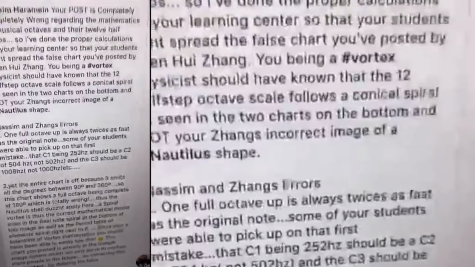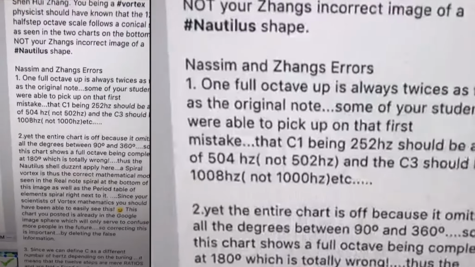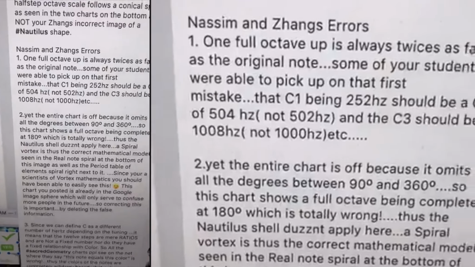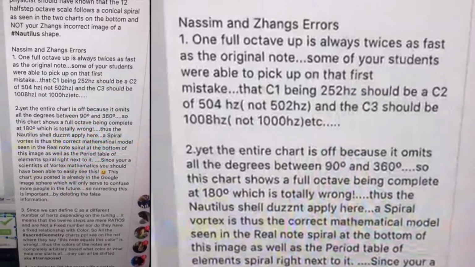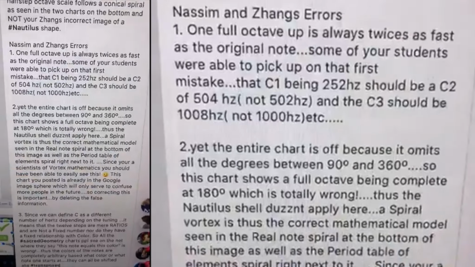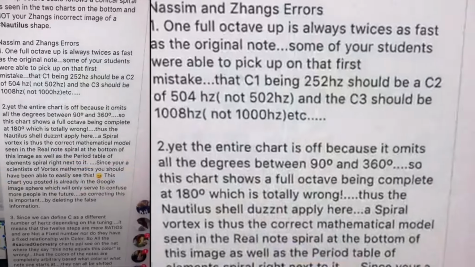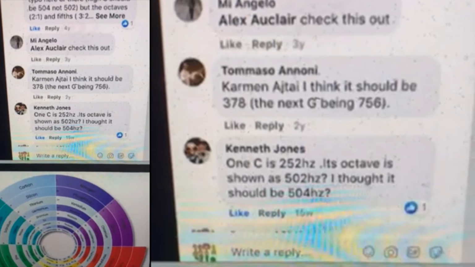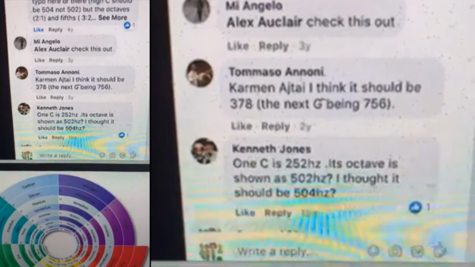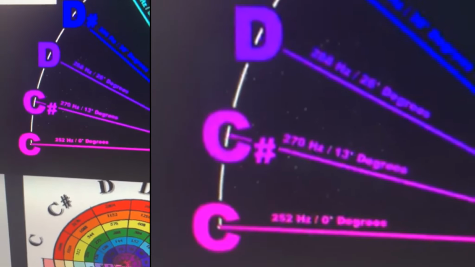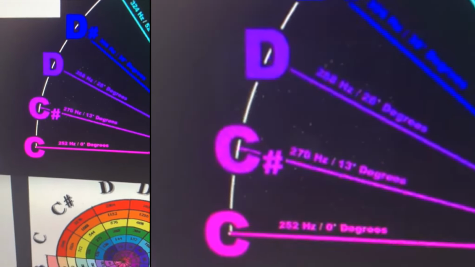All right, so let's see. Nassim and Zhang's errors. One full octave up is always twice as fast as the original note. Some of your students were able to pick up on that on the first mistake. That's what I was talking about right here. They said, hey, this looks wrong. It's an octave, but it shows 502 hertz. I thought it should be 504, and they're right. Because if you have C at 252 hertz, then the next octave up should be exactly twice that. It should be 504 hertz, not 502.